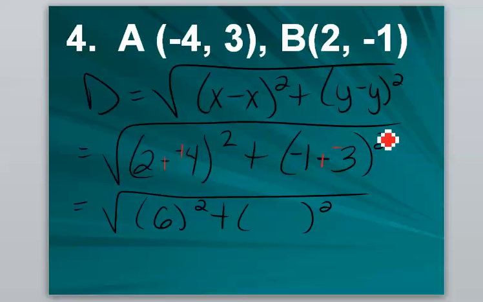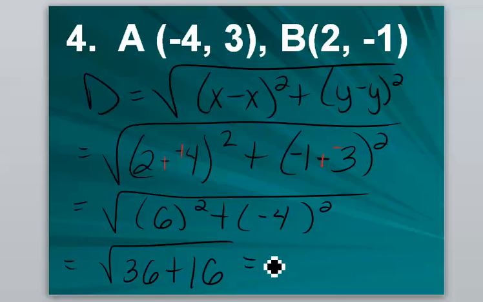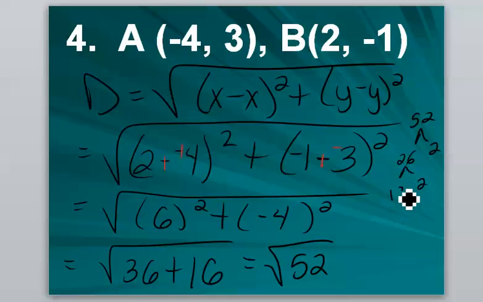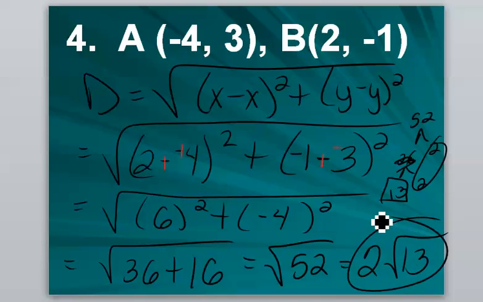-1 minus 3 turns into plus a negative, so that's a -4 squared. 6 squared, 6 times 6 is 36. -4 squared, -4 times -4 is a positive 16. 36 plus 16 will give us the square root of 52. And we already broke down 52. We said that 2 goes into it 26 times. 2 went into 26 13 times. We have a pair of 2's, so the 2's go out, just one of them. Lonely 13 stays underneath, and that is our final answer.